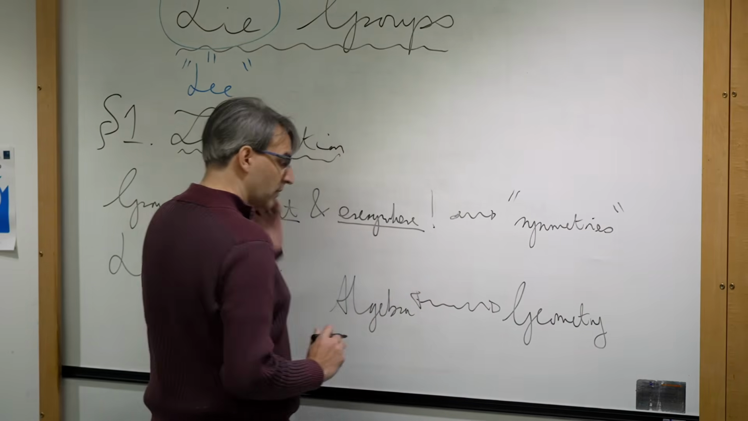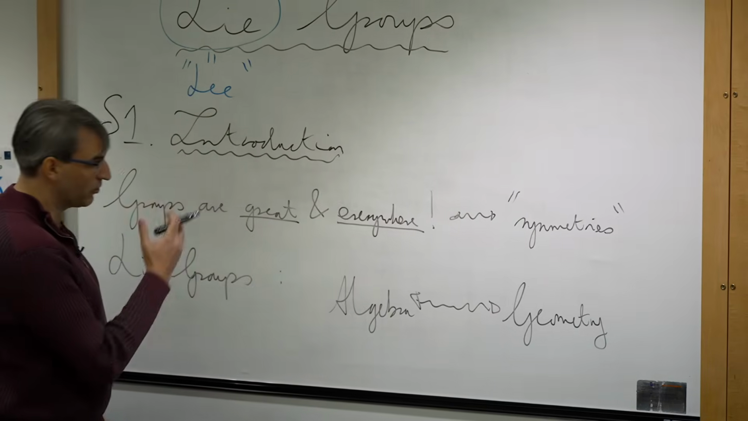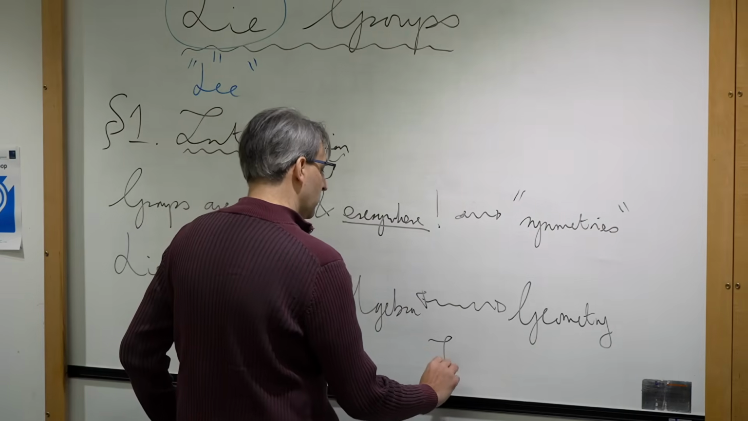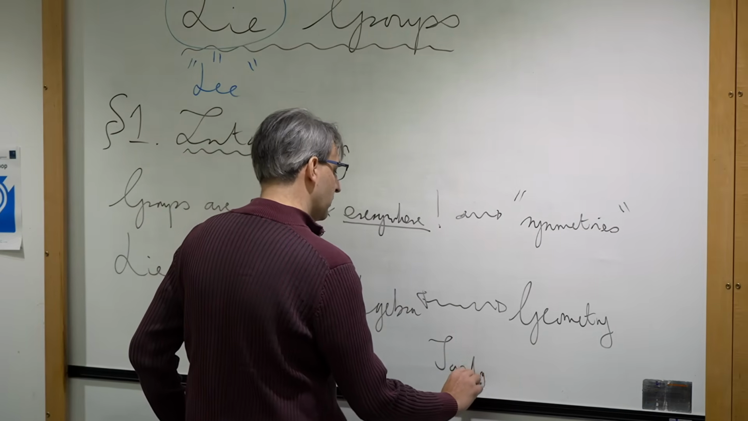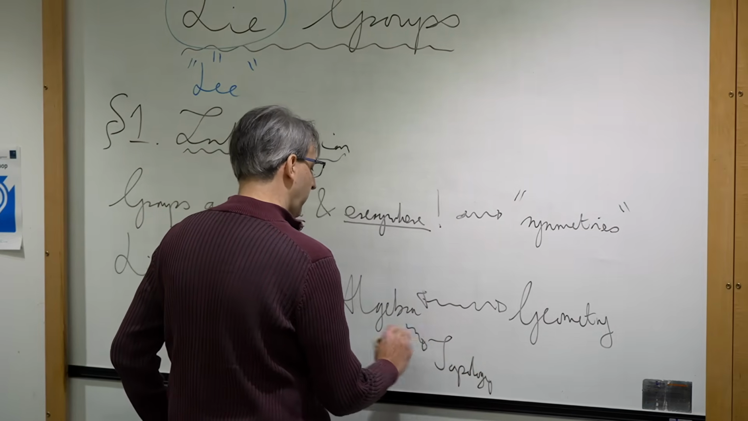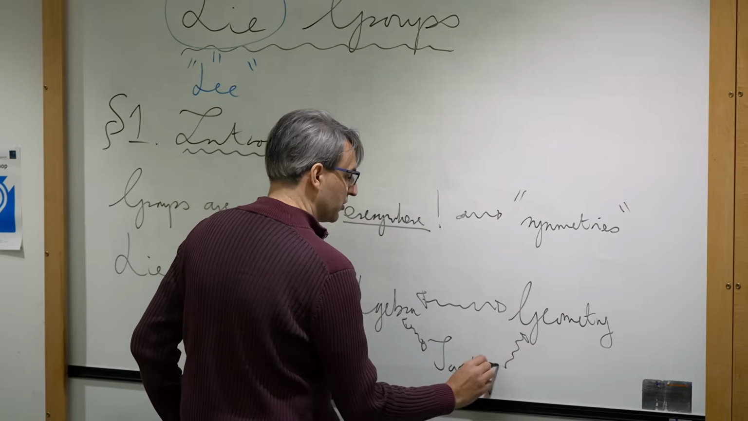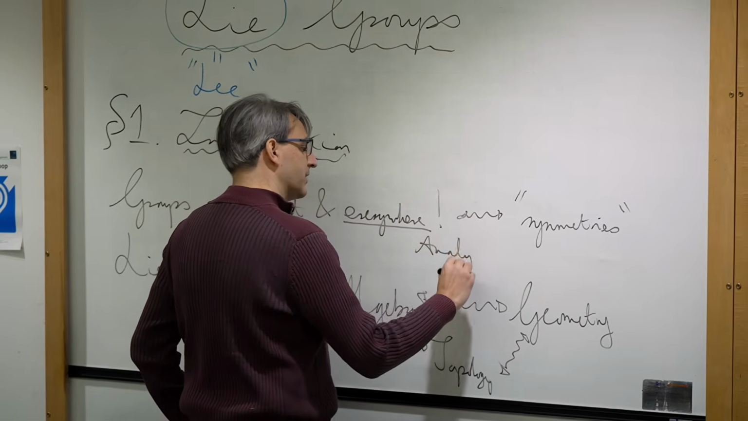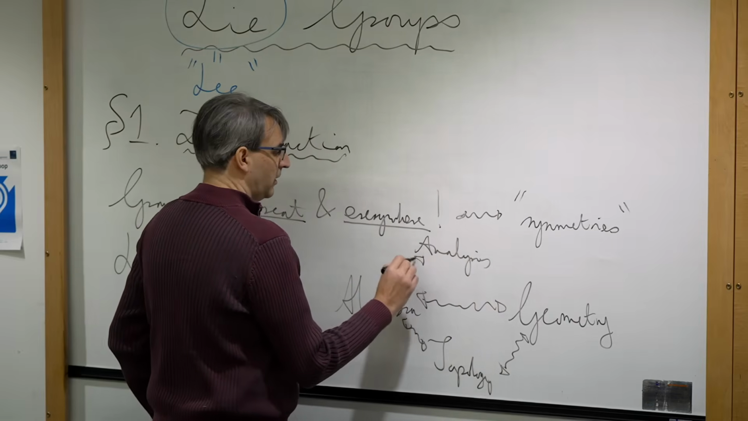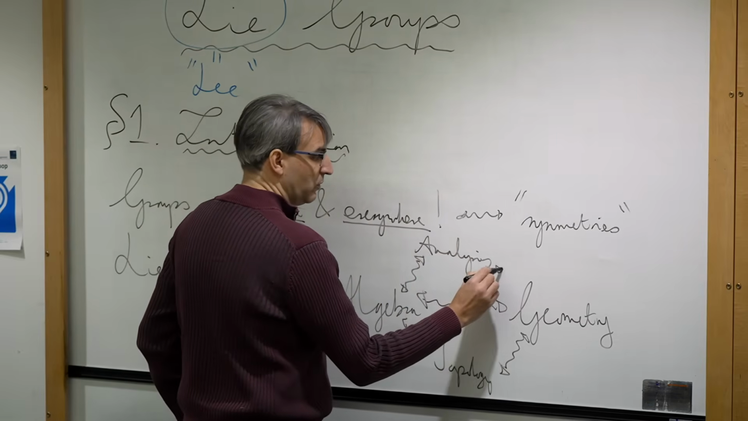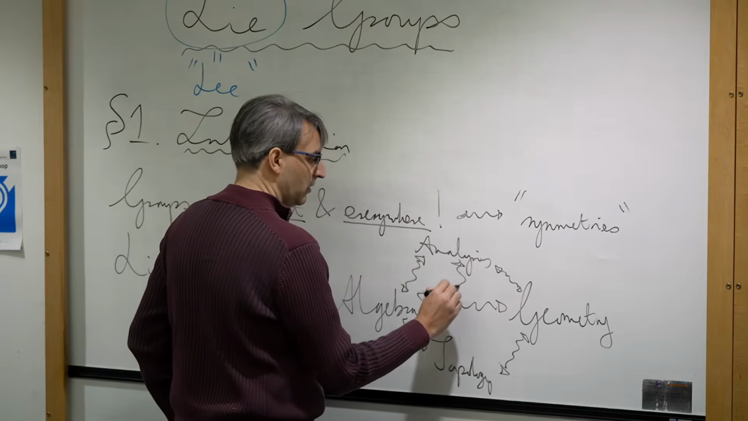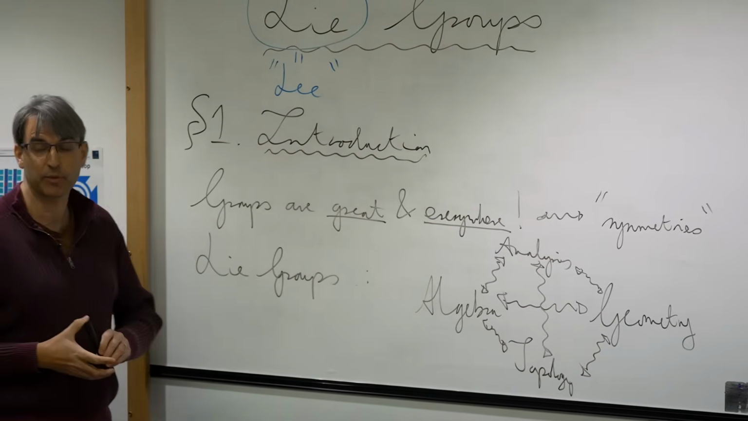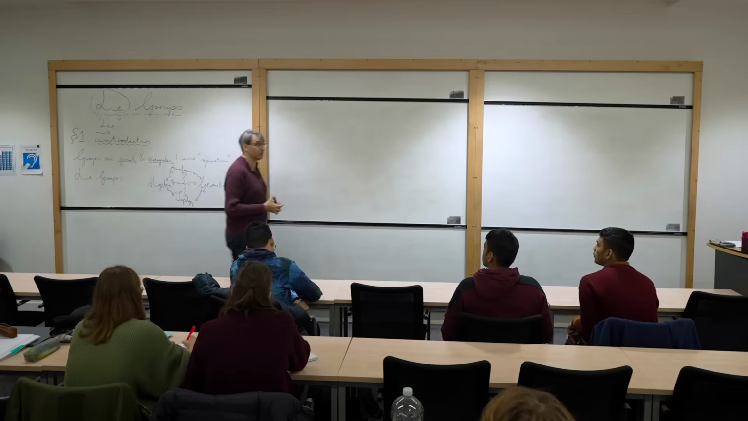But there are also other connections with Lie groups that we will see as the course progresses. For example, there'll be interesting links to topology. Of course, geometry and topology are linked. And then also to analysis. And in fact, that's really where the study of Lie groups came from, was to try to understand the symmetries underlying ordinary differential equations.